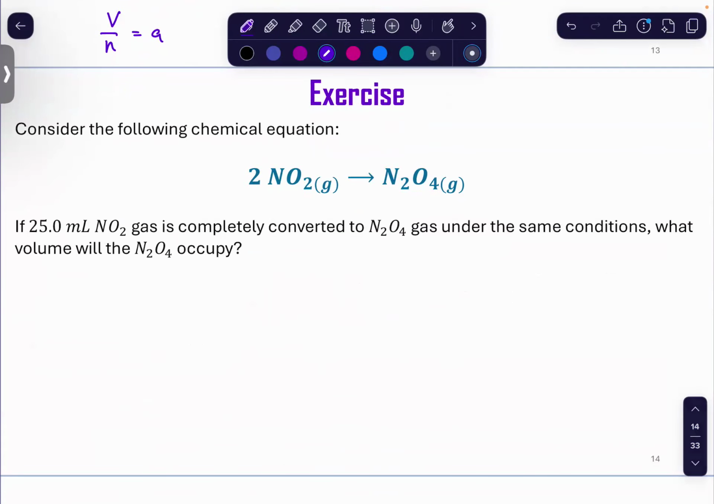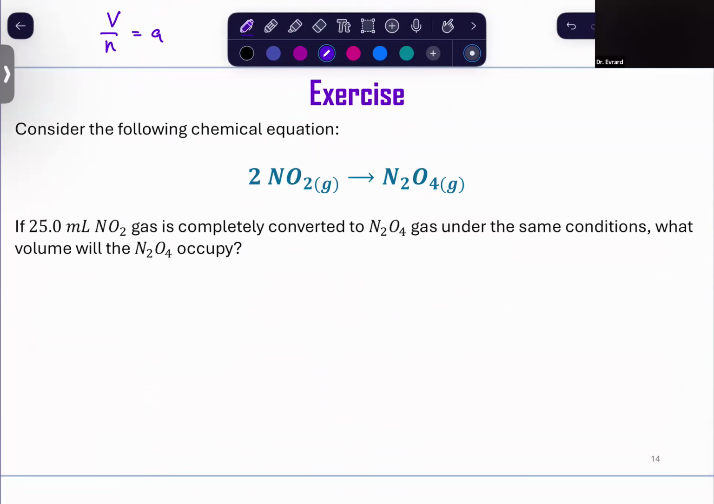Exercise. So here we have a chemical equation. 2NO2 becomes N2O4. If 25 milliliters of NO2 gas is completely converted to N2O4 under the same conditions, what volume will the N2O4 occupy? Now, this one can be a little tricky. You see number of moles, so you might be going, okay, I'm going to have to figure out some molar masses.